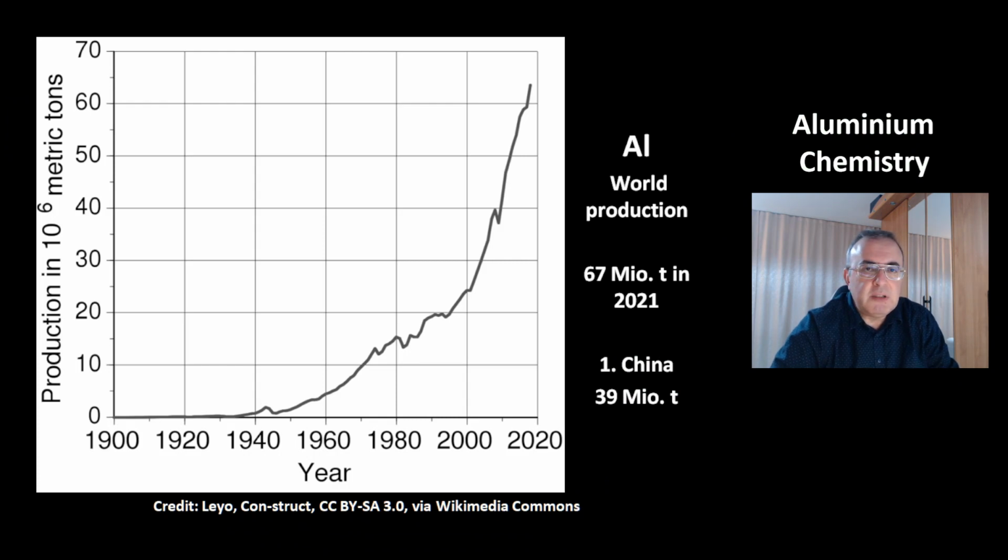This is a picture of the world's aluminium production. In 2021, 67 million tons of aluminium were produced, and the number 1 producer is China with 39 million tons.